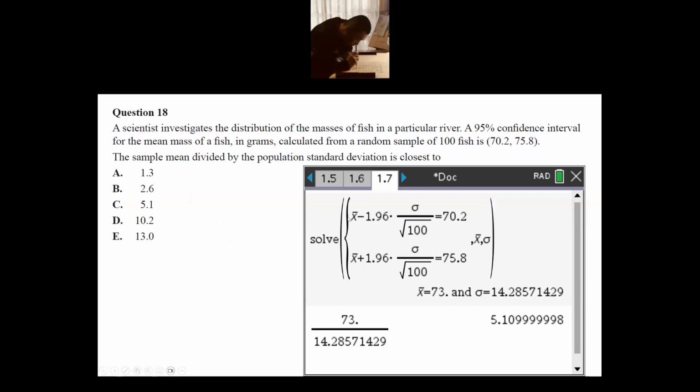Now, the sample mean subtracting the z-score for 95% confidence interval, that is 1.96, times sigma divided by root n, equals the lower bound. And if you change the minus to plus, that will give you the upper bound. So these two were the ends of the confidence interval. The middle, or the sample mean, is 73. Sigma is roughly 14.2857. Then you just need to divide them through to get 5.1, which is option C.